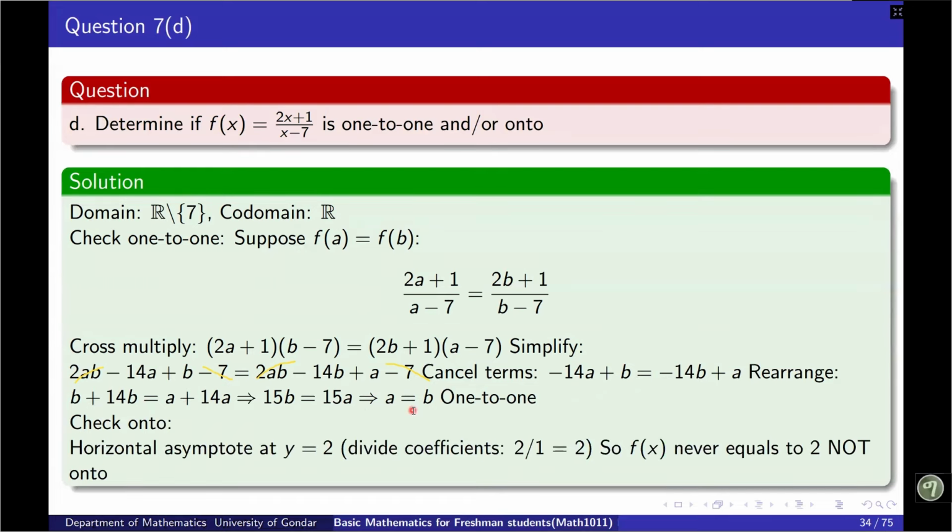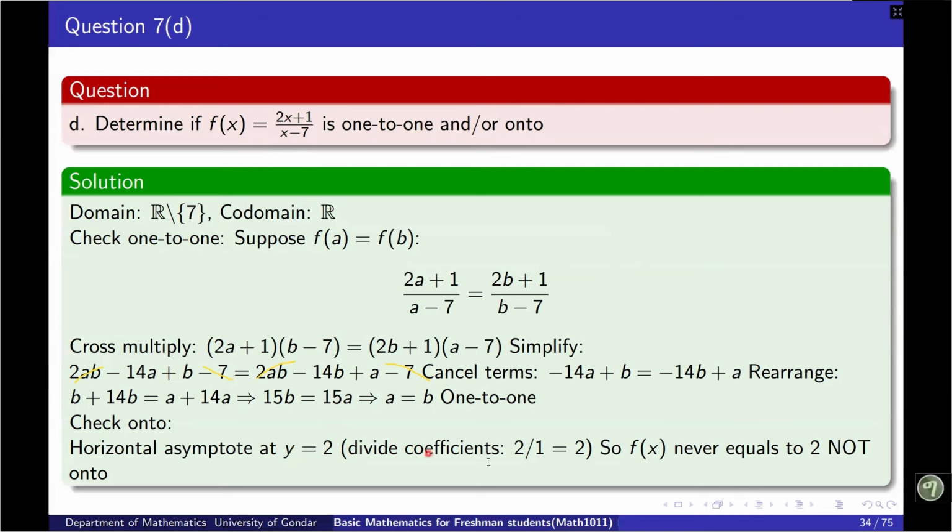Now for ontoness, we note the horizontal asymptote y is equal to 2. This is a rational function with the same degree for the numerator and the denominator, so the quotient of the leading coefficients of the two can be taken as the horizontal asymptote for the graph of the given function. That is why y is equal to 2 over 1, because the coefficient of the numerator is 2 and the coefficient of the denominator is 1, so 2 over 1, or 2, is the horizontal asymptote.